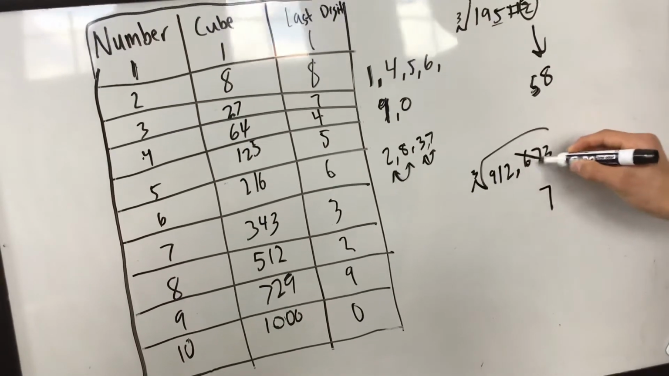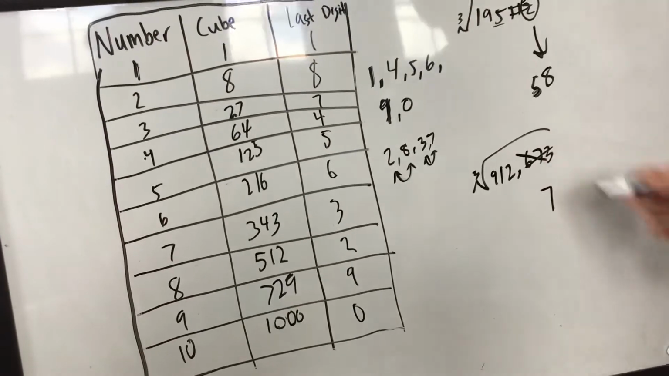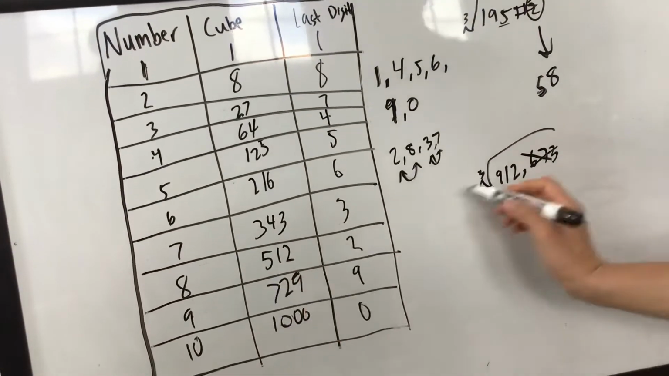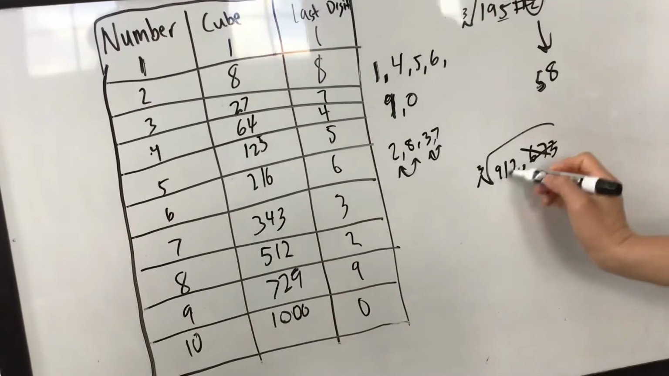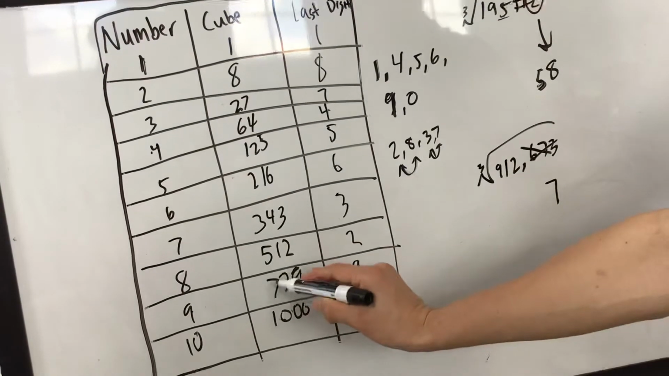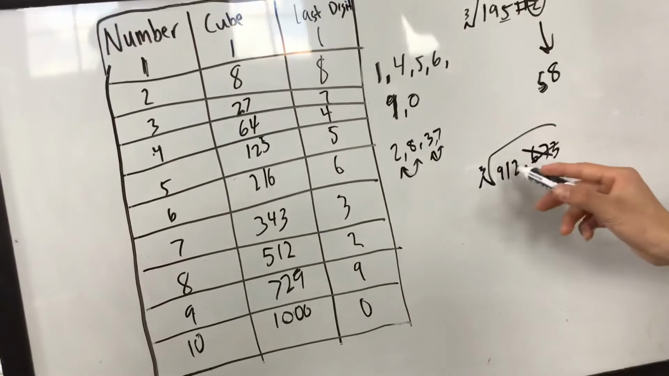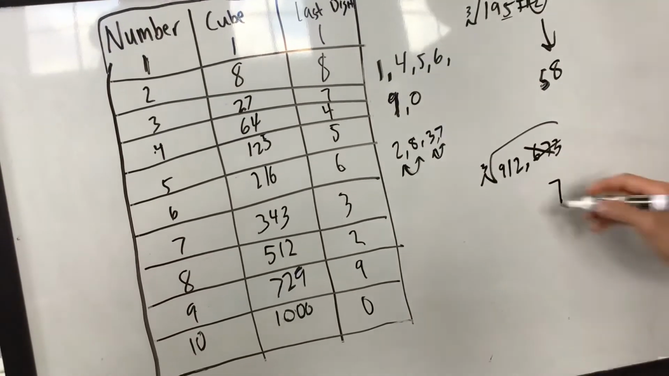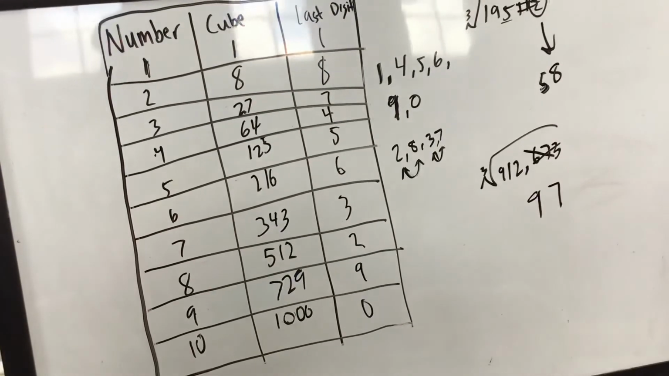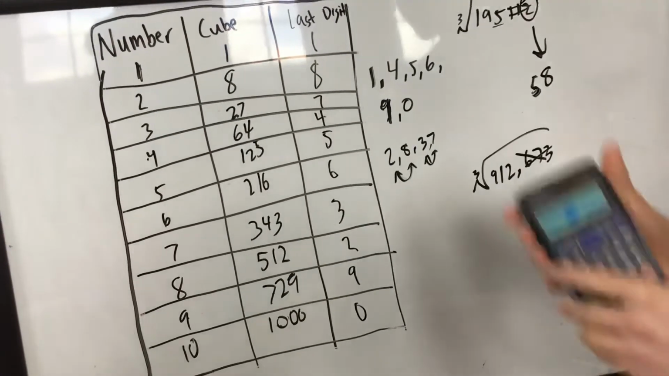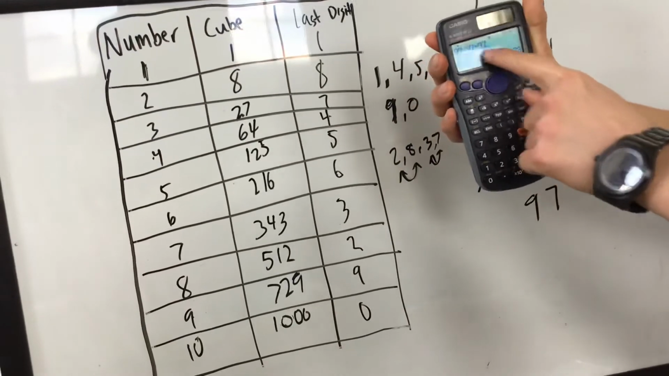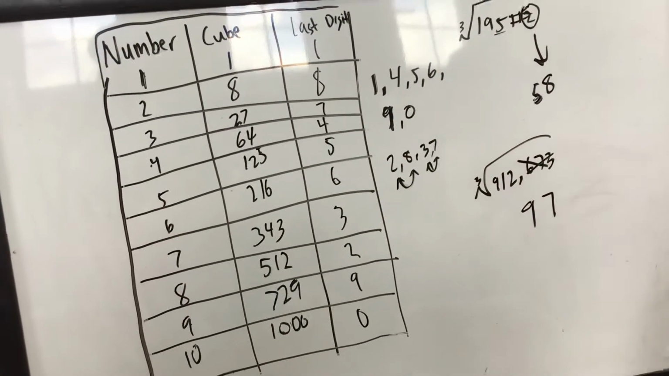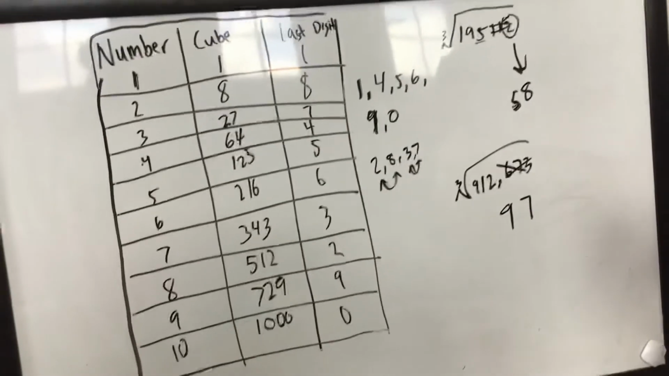Now if we cancel the last 3 digits, then we have 912. Refer to our chart, then the first number must be a 9 because 729 is below 912 and 1000 is above 912. So this is the smallest number that is underneath 912. That's the closest to it. So it would be 97. And if we multiply that in my calculator, as you can see, 97 times 97 times 97 equals 912,673.